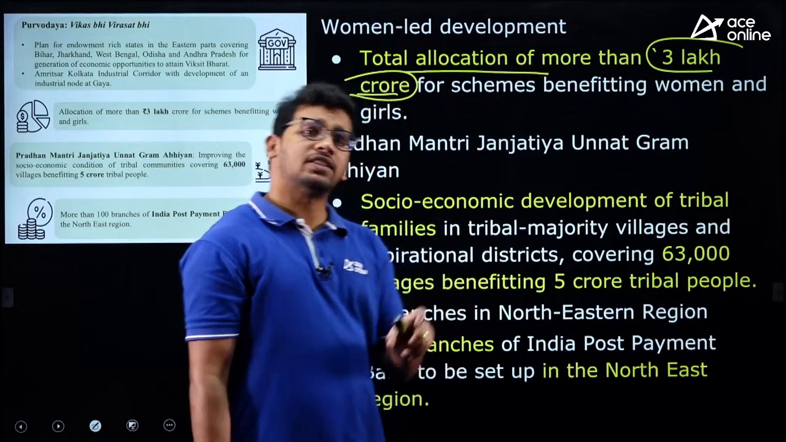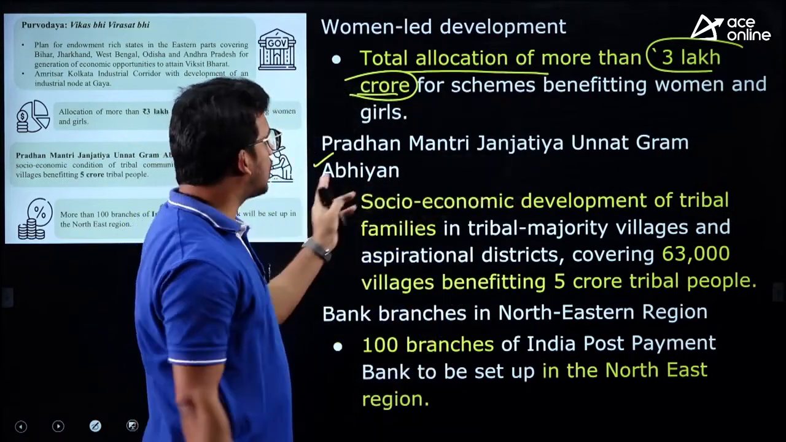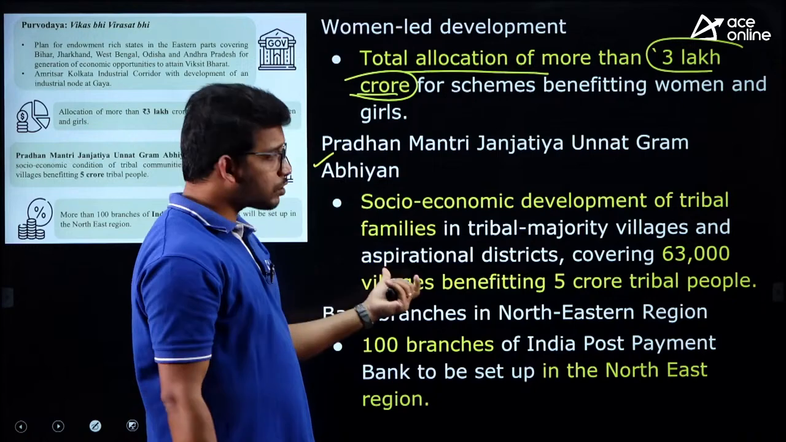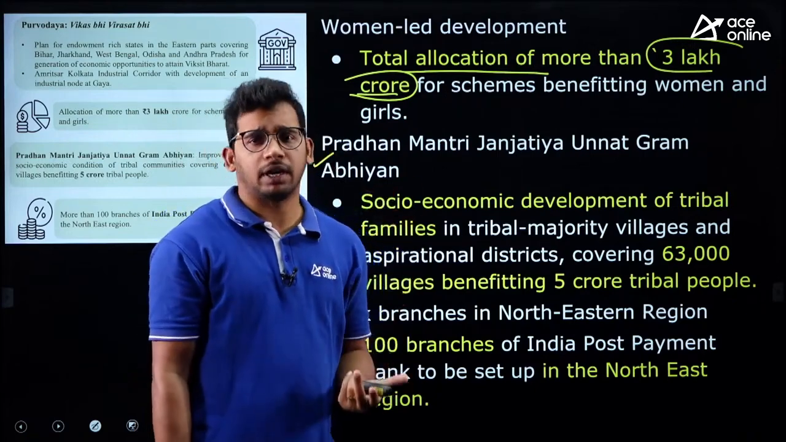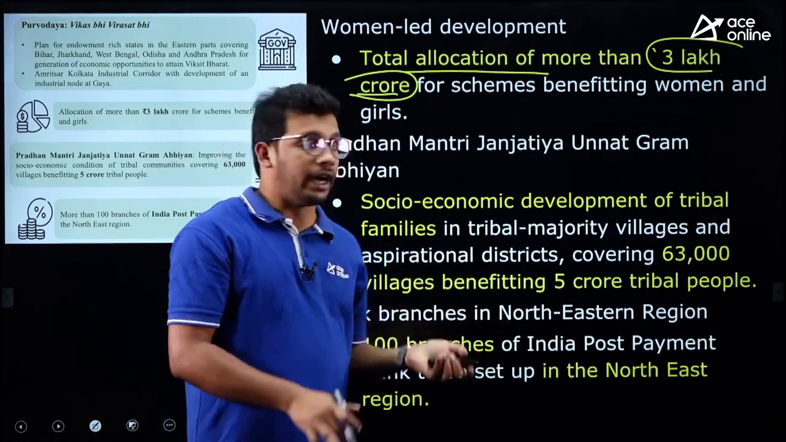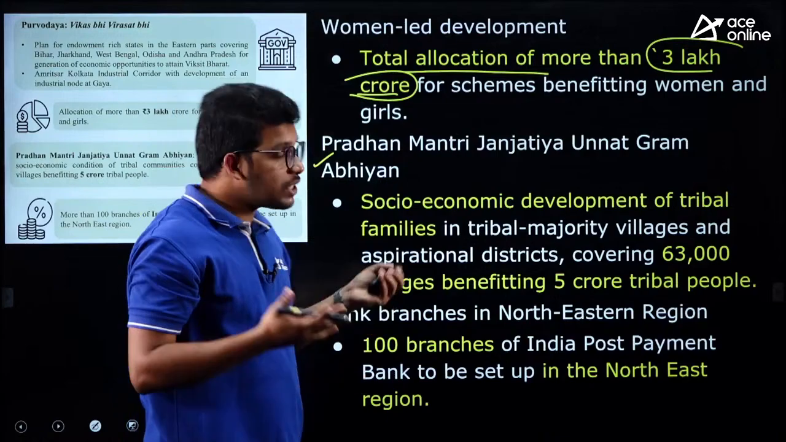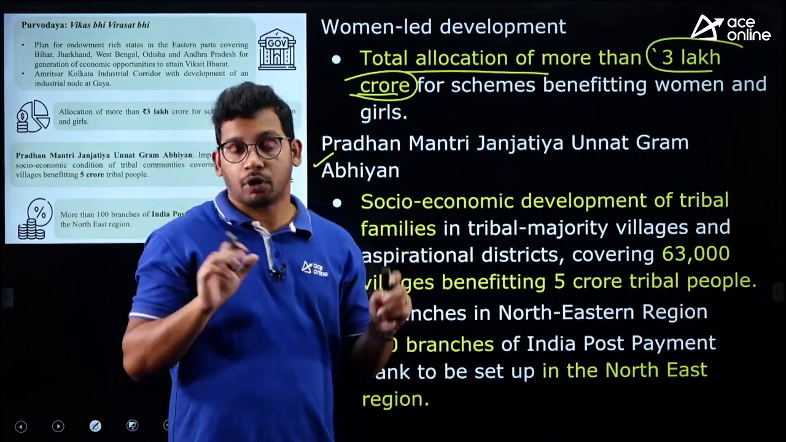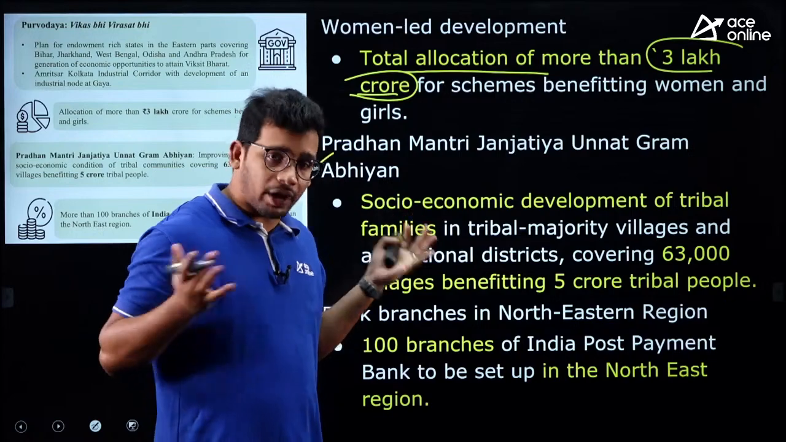And then the government has already launched last year the Pradhan Mantri Janjatiya Unnat Gram Abhiyan, right. So there are a lot of tribal people in India, approximately 8% tribal people are there, but their development was lagging behind. That is what the priority is. The objective is inclusive human development. That means all the sections have to get developed, not just the higher castes or some religion. So it is to encourage everyone.